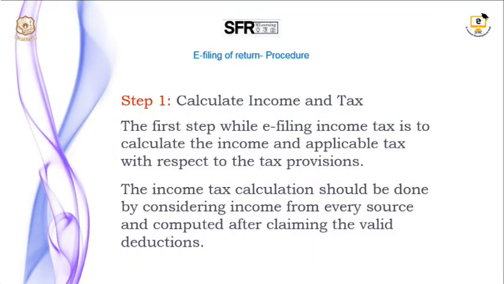So here are some of the steps of filing returns. First, we have to calculate the income and tax. The first step while e-filing income tax is to calculate your income and applicable tax with respect to the tax provisions. These provisions are given by the income tax department. The income calculation should be done by considering income from every source, all the 5 heads of income, that is salary, house property, business or profession, capital gains and other sources, and computed after claiming valid deductions.